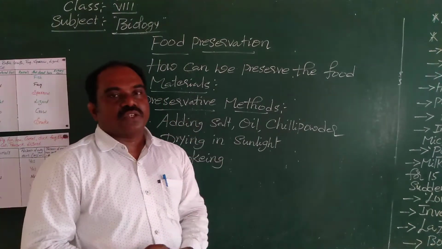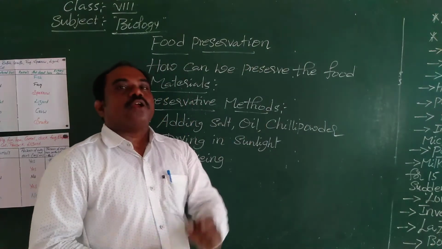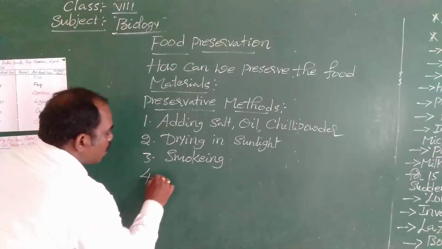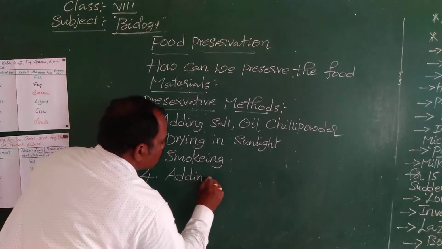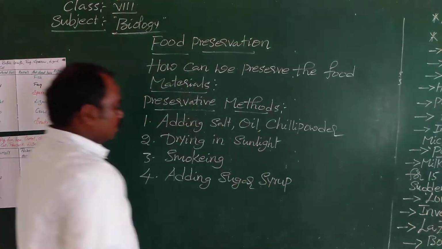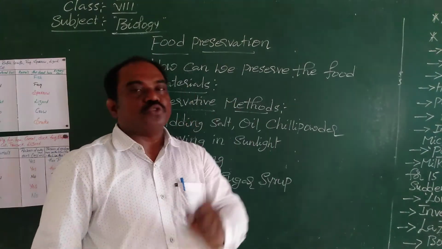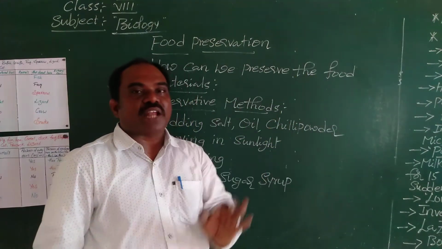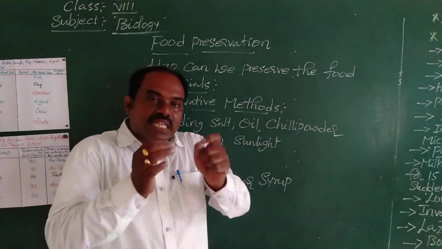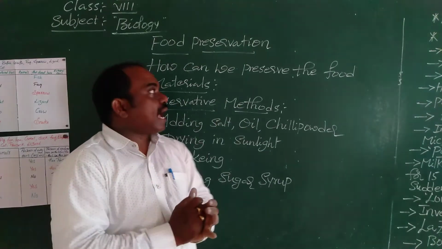In rural areas or villages, most people use the smoking method for preservation of food materials. Next, adding sugar syrup. For example, jams and fruit juices can be preserved for a long period of time by adding sugar syrup, sugar solution. This sugar syrup helps in preservation of the food materials for a long period of time.